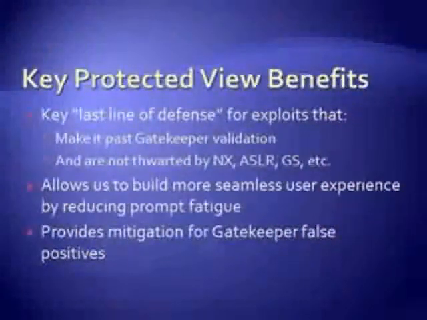So the key benefit here is we're not fixing bugs because we have this protected view. This is a last line of defense. We certainly do things like have NX, ASLR, GS, and all of these other defenses in place, but this is an additional layer that allows us to do that. And then if there are some false positives in Gatekeeper, we have some way that the user could open it and not just say, yeah, sorry, you're not going to ever see that file again.